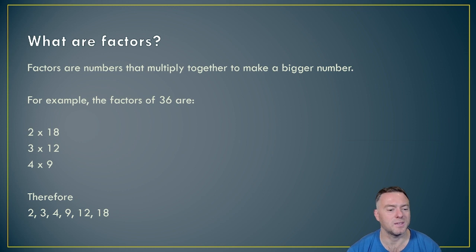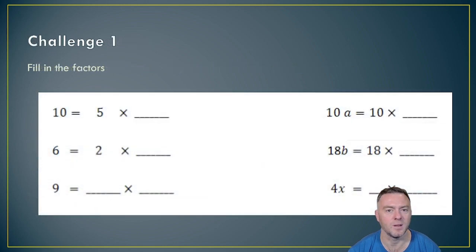So for example, in this case the factors for 36 were 2, 3, 4, 9, 12, and 18. So fill in these factors. Have a look here. Just pause the video and see how you go. Awesome. So what you should have found with this one is 5 times 2 is 10. Then you had 2 times 3 is equal to 6. 3 times 3 gives you 9, or you could have done 9 times 1 as well.